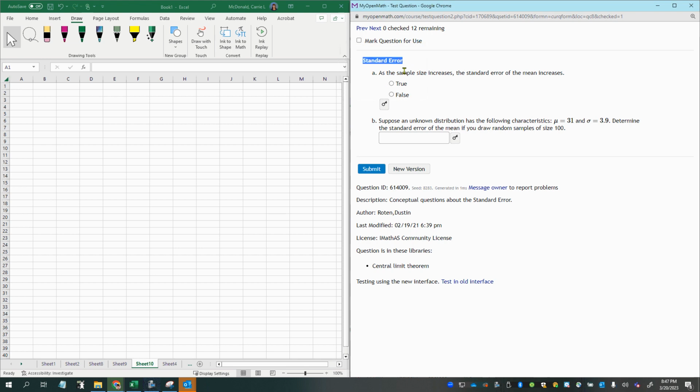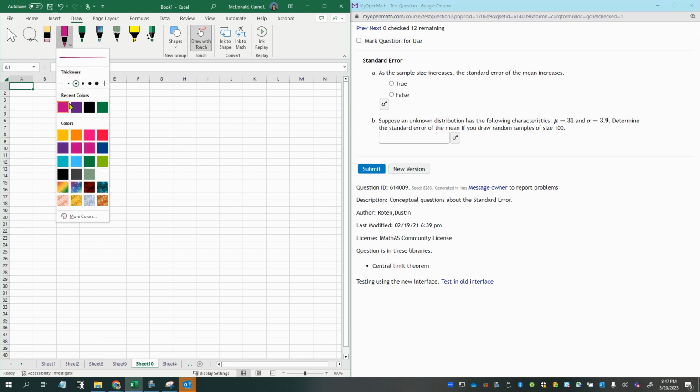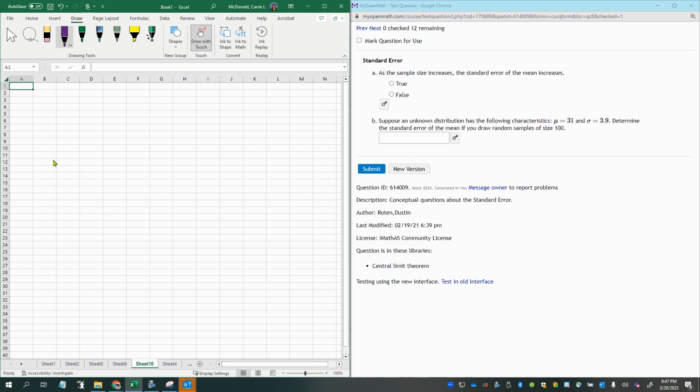Standard error. As the sample size increases, the standard error of the mean increases. True or false? Well, the formula for the standard error of a sampling distribution is sigma sub x bar. This is called the standard error, which is pretty much the standard deviation, but of a sampling distribution, all the possible sample means of a certain sample size.